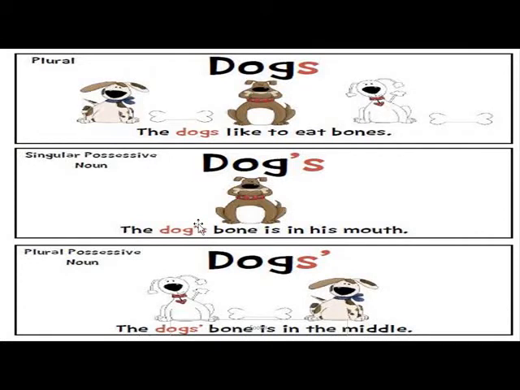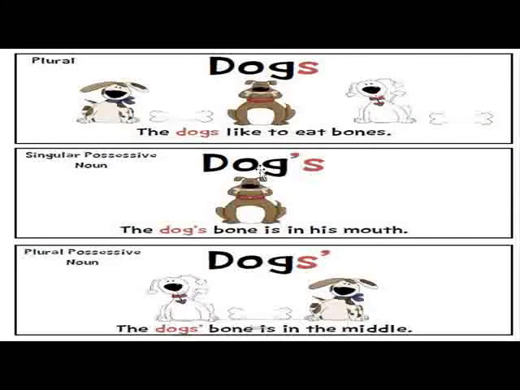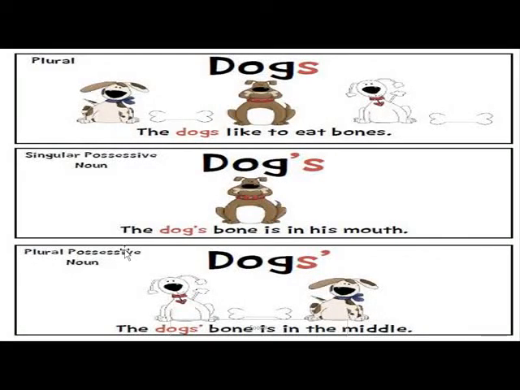If we remove this apostrophe and S, what will the sentence be? The dog bone is in his mouth. The dog bone. It changed all the meaning of the sentence. So here we are still talking about the singular nouns. What about the plural nouns?